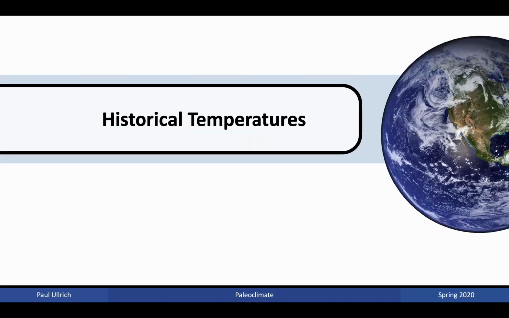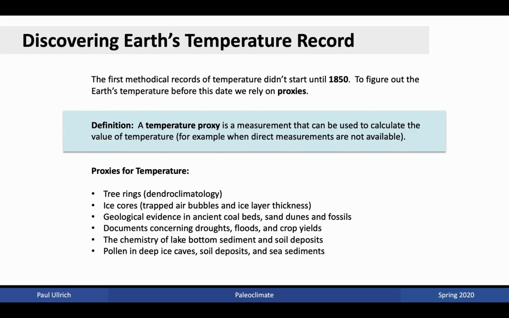This lecture is broken up into two parts. In the first part, we'll talk about reconstructing the Earth's historical temperature record. Okay, considering that we have only been making methodical records of temperature starting in 1850, in order to reconstruct temperatures before this time, we need to rely on proxies, that is, secondary sources for assessing the Earth's temperature. Formally, a temperature proxy is a measurement that can be used to calculate the value of temperature, for example when these direct measurements are not available.